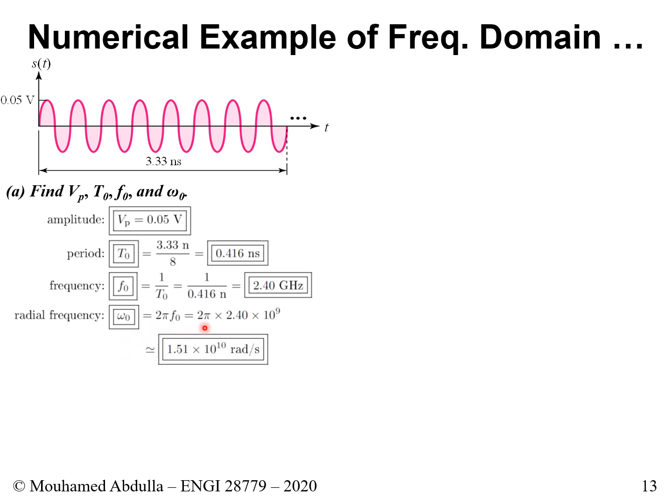The radial frequency is simply 2 pi f naught. So you have your 2 pi and you have your f naught. F naught is 2.4 times 10 to the 9, right? It's just giga, so 10 to the 9. You multiply with a calculator and you get 1.51, roughly. It's about 1.508, but you round it.